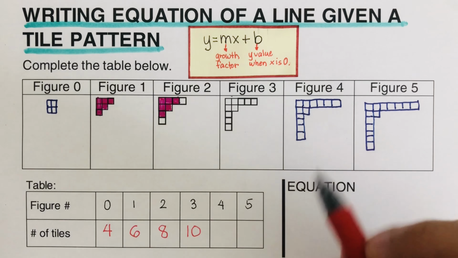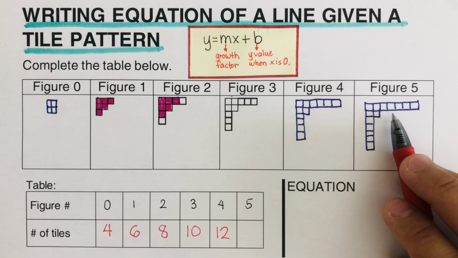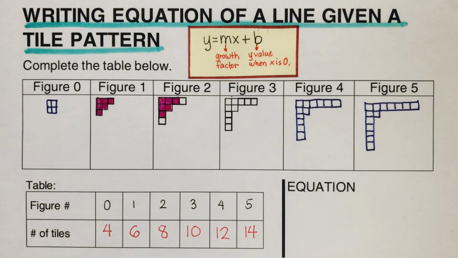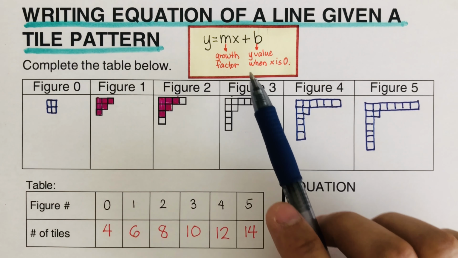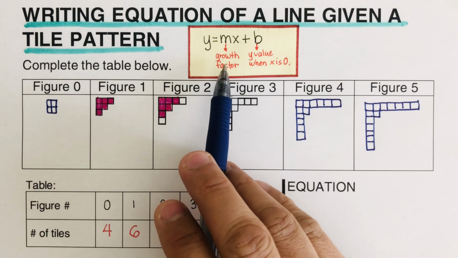On figure 4, there's going to be 12. And on figure 5, there's going to be 14. So as you can see here, we can already come up with an equation in slope-intercept form. So first, what is this growth factor?